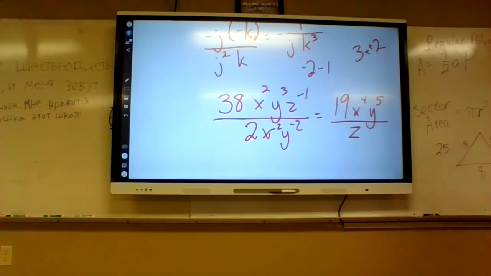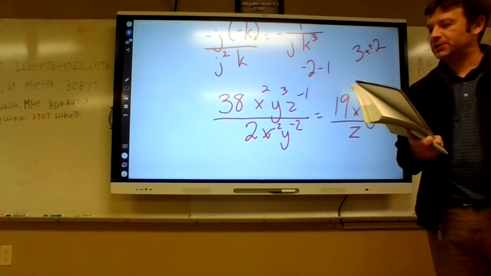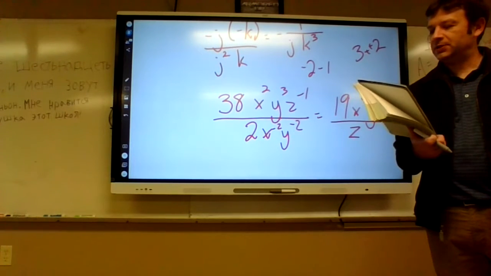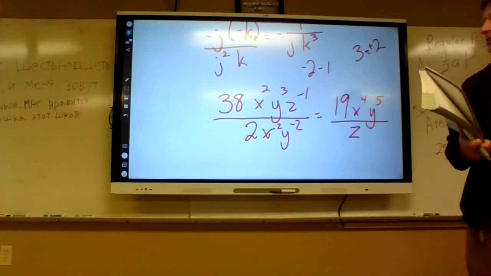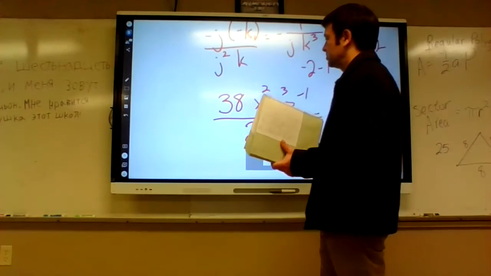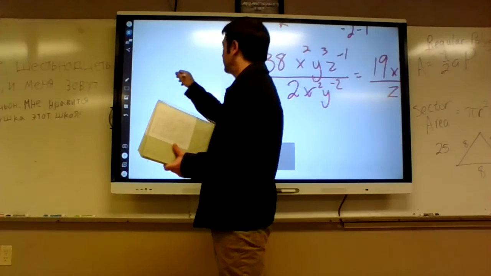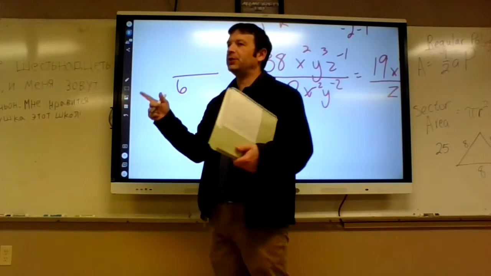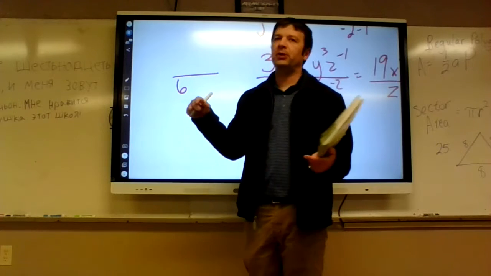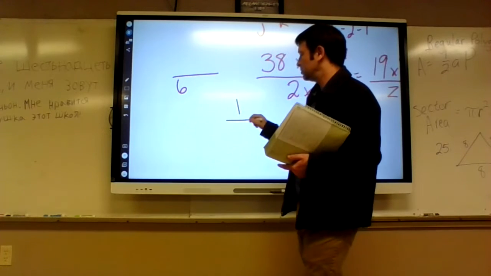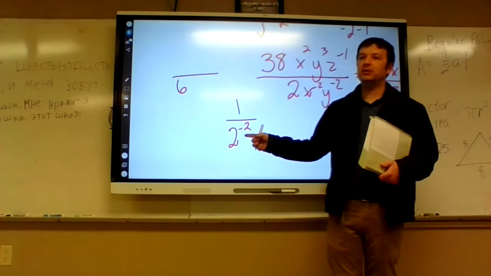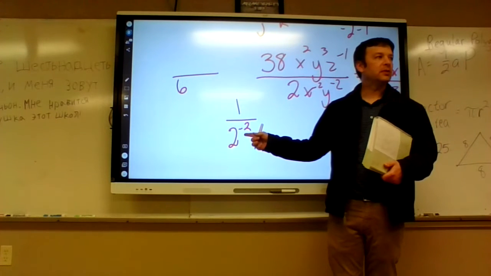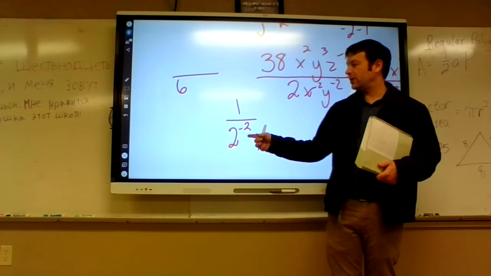Okay, I'm not going to do 26, but let's talk about the 6 and the 2. So 6 to the -1 is like what? Right, it's like a 6 on the bottom. And 2 to the -2 on the bottom is like what? 2 squared. 2 squared on top.